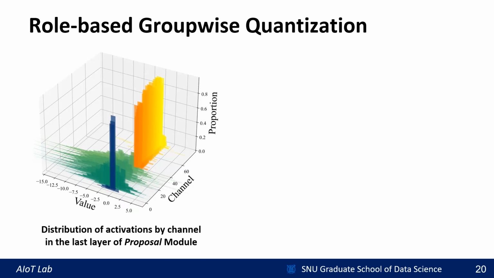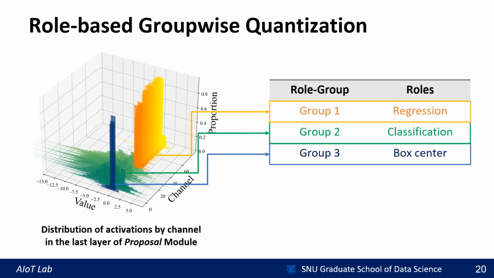To answer this, we observed the distribution of values by channels. Shown on the slide is the distribution of activations by channel in the last layer of proposal module. Clearly, there are 3 groups of channels, and the distribution is highly different by groups of channels. We found that different channel roles given in model construction are the main reason for this difference. As you can see from the table, each group of channels correspond to different role group in the model.